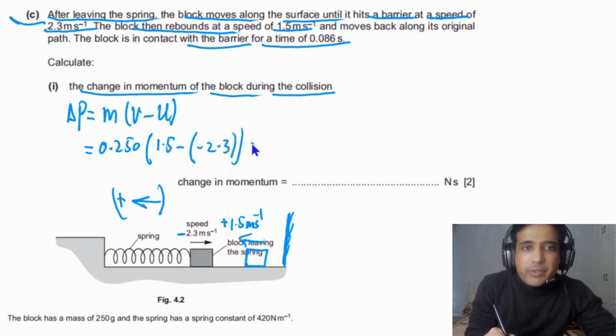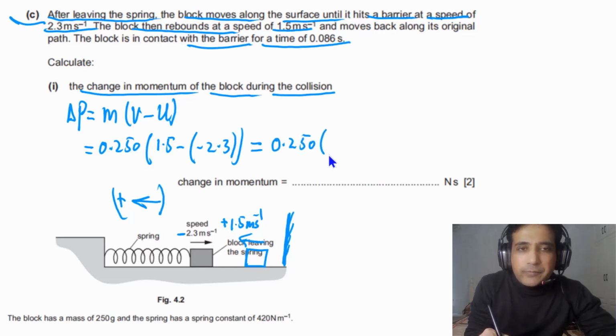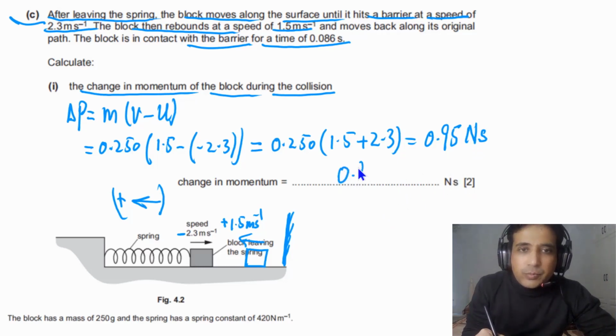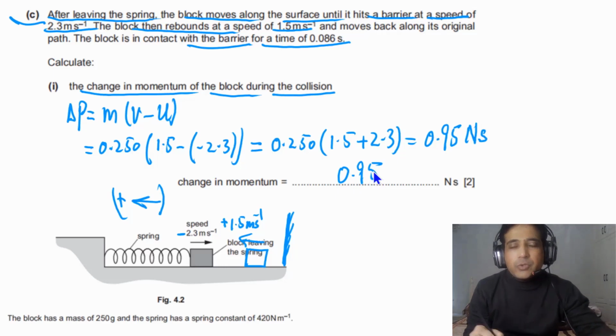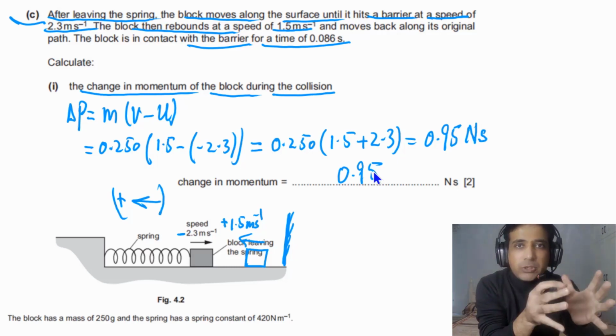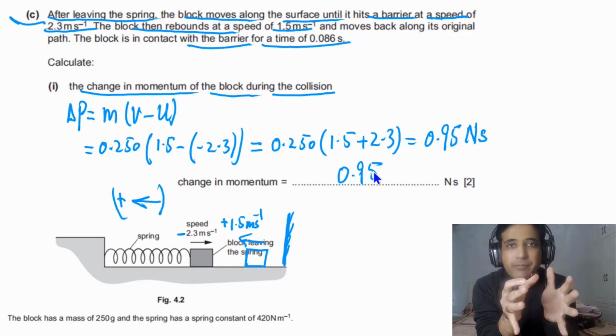Now if we solve this, let me write one more step. We will get 0.250 times (1.5 plus 2.3). And if we solve this, our final answer up to 2 SF will be equal to 0.95 newton seconds, because the given unit is newton seconds. And this is how you can approach it. The only tricky part in this question is direction. Momentum is a vector quantity, so you need to take one direction as positive. And the direction of change in momentum is the same as the direction of change in velocity.